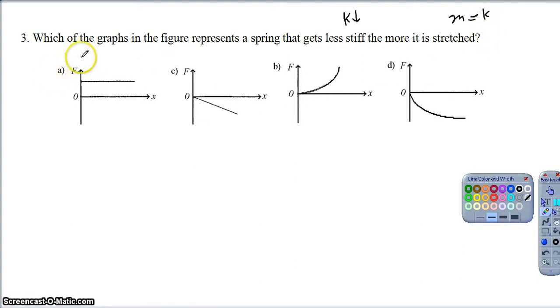Right? So A and C are obviously not right because they have constant slopes, which doesn't make any sense for this problem where it's varying. B, the problem with B is the slope is getting steeper, which would mean the spring would be getting more and more stiff as you stretch it more and more. So B is not right, so D is the correct option for that one. As you stretch it more, it gets less stiff, and therefore the slope is decreasing over time.